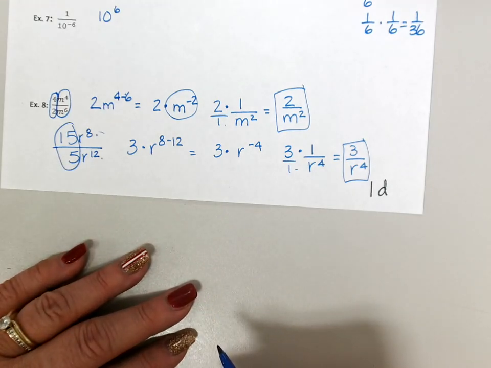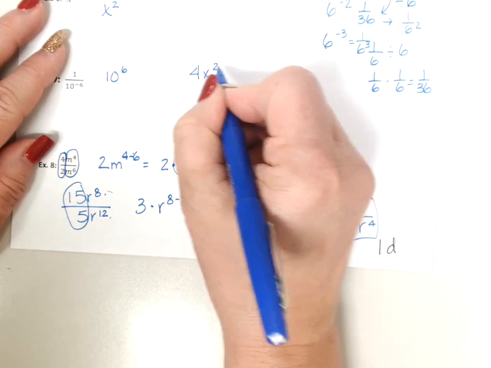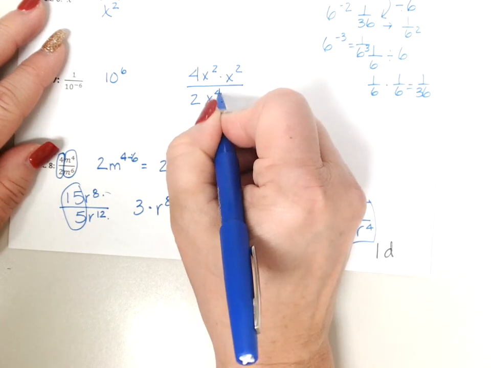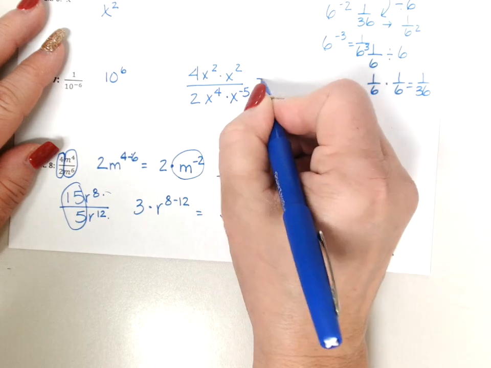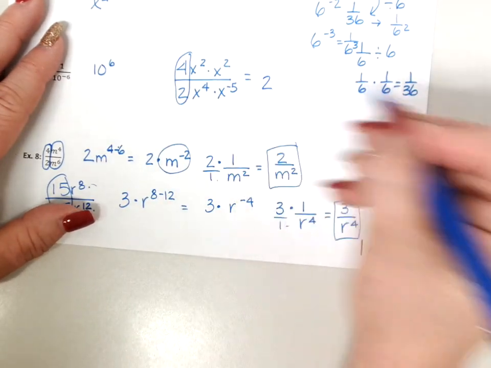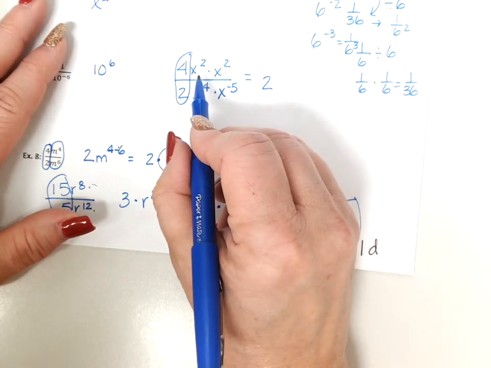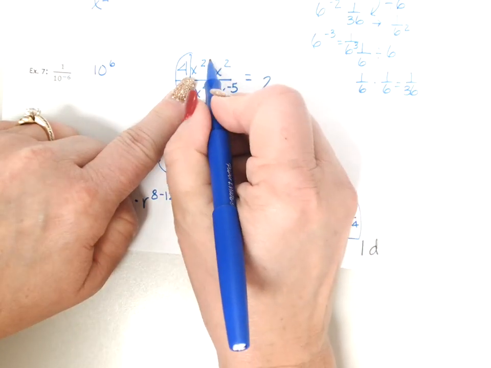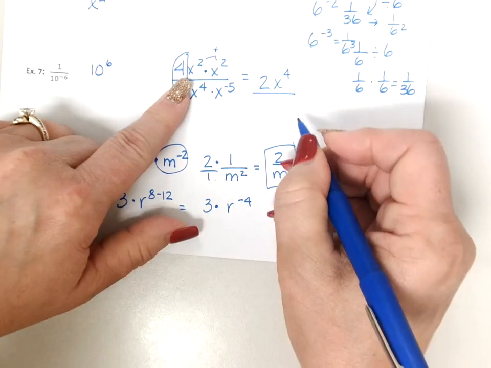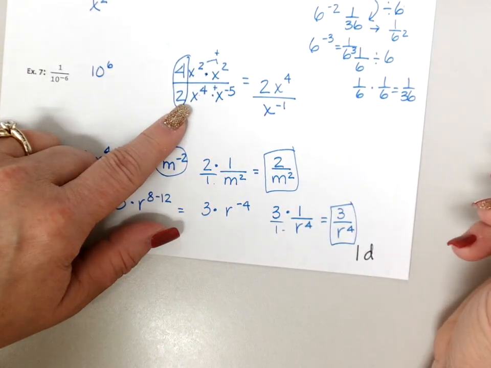Let's try another one that's even tougher. Let's do 4x to the x squared times x squared over 2x to the 4th times x to the negative 5th. Okay, we're going to do the numbers first. 4 over 2 is 2. Okay? On here, I'm going to add, because this is times, I'm going to add my 2's. 2 plus 2 is 4. On the bottom, 4 plus negative 5 is negative 1.